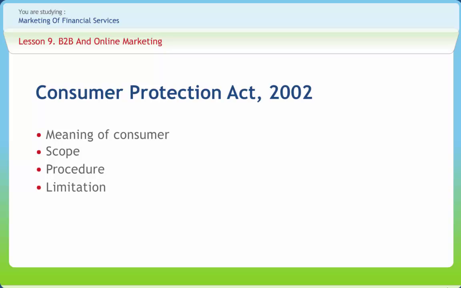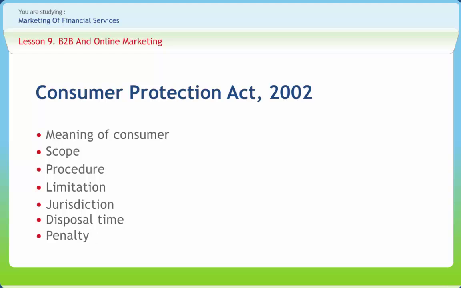Limitation for lodging the complaint under the Act is 2 years from the date of cause of action. The complaints for disputes involving up to rupees 20 lakh can be filed in the district forum. State forum deals with the complaints more than rupees 20 lakh to rupees 1 crore and the National Commission deals with complaints over rupees 1 crore. The cases not involving testing or analysis of the goods and commodities should be disposed of in 3 months. The cases at state and national commissions should be disposed of in 3 months.